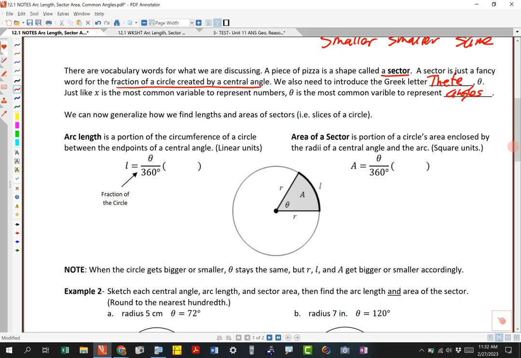So here's how it works. If we want arc length, which we're going to use a script L for that, it's going to be theta divided by 360. It's going to be the fraction of the circle. We did 30 divided by 360. Then we times it by the entire circumference. So that's going to be 2 pi r. The area of the sector is going to be that same fraction of the circle times what, Dane? What goes inside here?